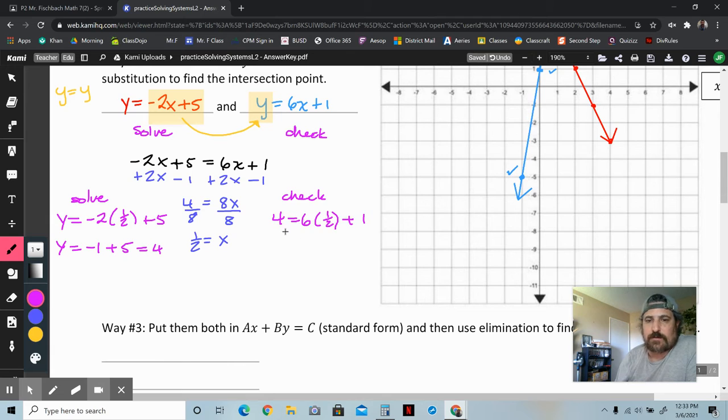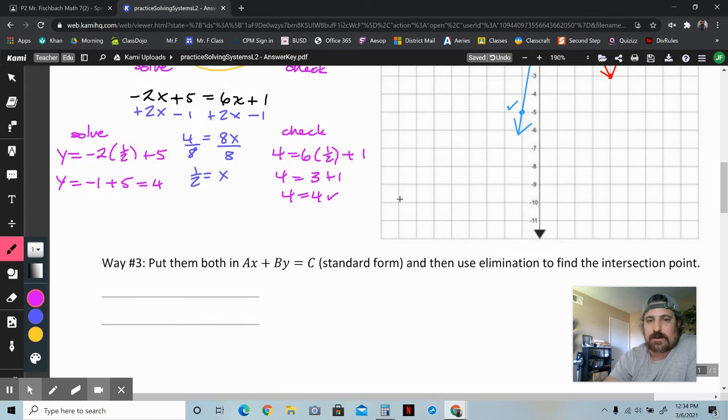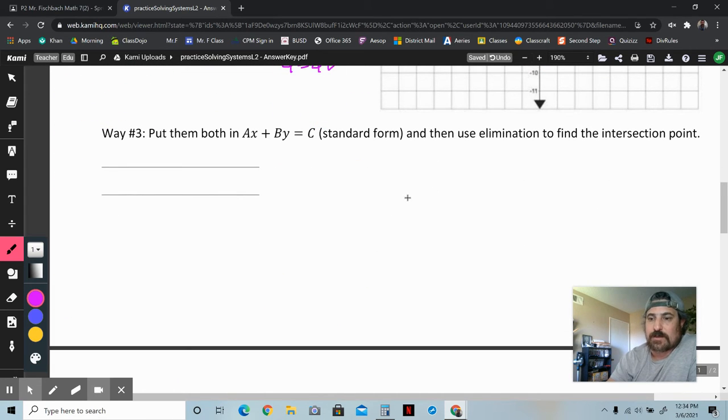All right. So 4 is equal to 1/2 of 6, which is 3, plus 1. And yeah, 4 is equal to 4. That is true. So now we've proven that with substitution, we got the correct answer, and that's going to be (1/2, 4). Okay. The next thing you're going to do is try to do this with elimination.